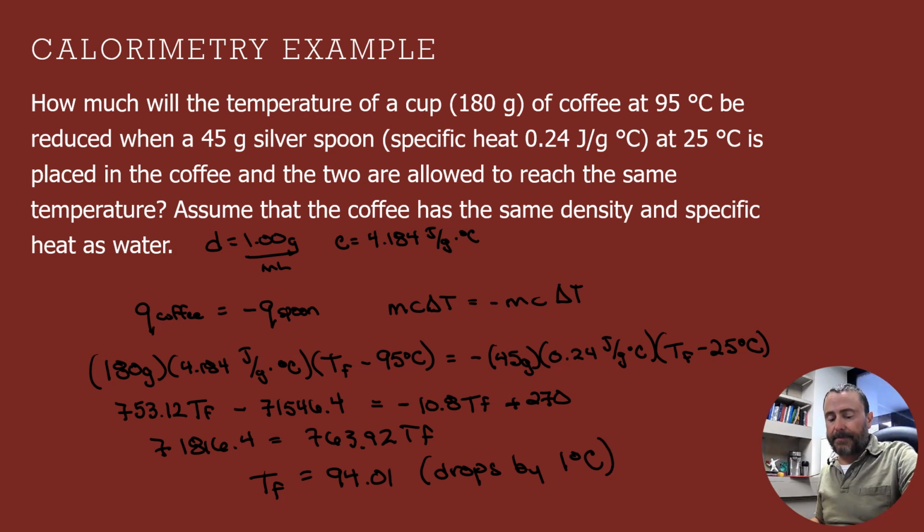Or this dropped by 1 degree Celsius, and that's it. So when we put that spoon in, it changed the temperature a very small amount, but that's all that it changed it. Next we're going to be figuring out enthalpies.